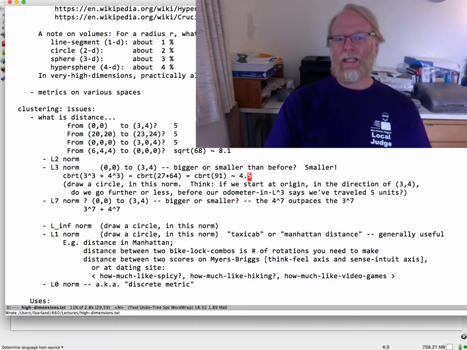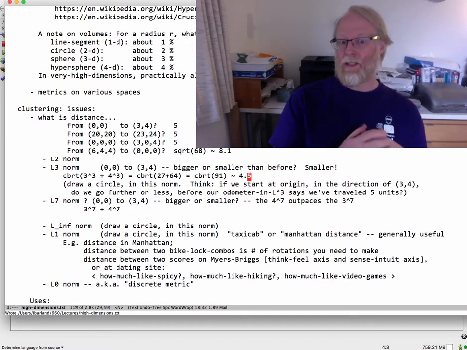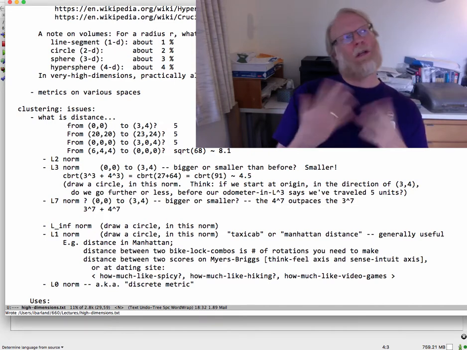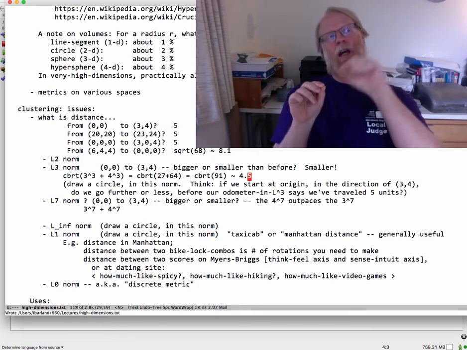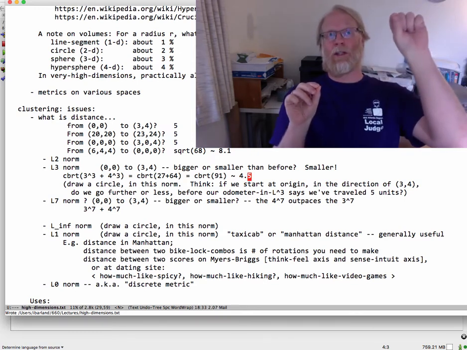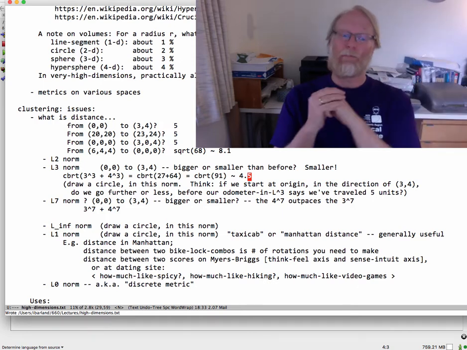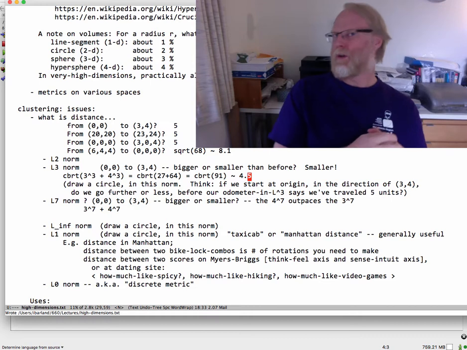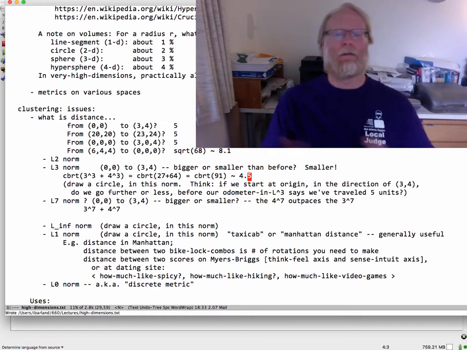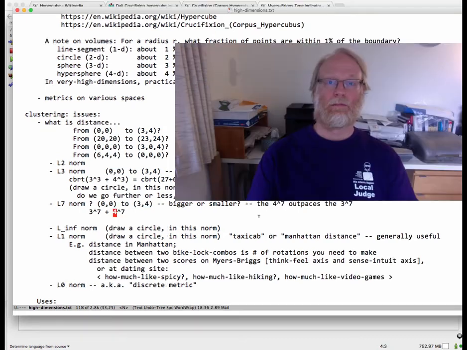So interesting, in the L3 norm, the distance from 0, 0 to 3, 4 is smaller than it used to be. Or to put it a different way, if we start at a point and travel in the direction of 3, 4, we need to go further before we've traveled 5 units. Okay, whatever. Weird norm. Why would anybody use the L3 norm? We'll come back to that.